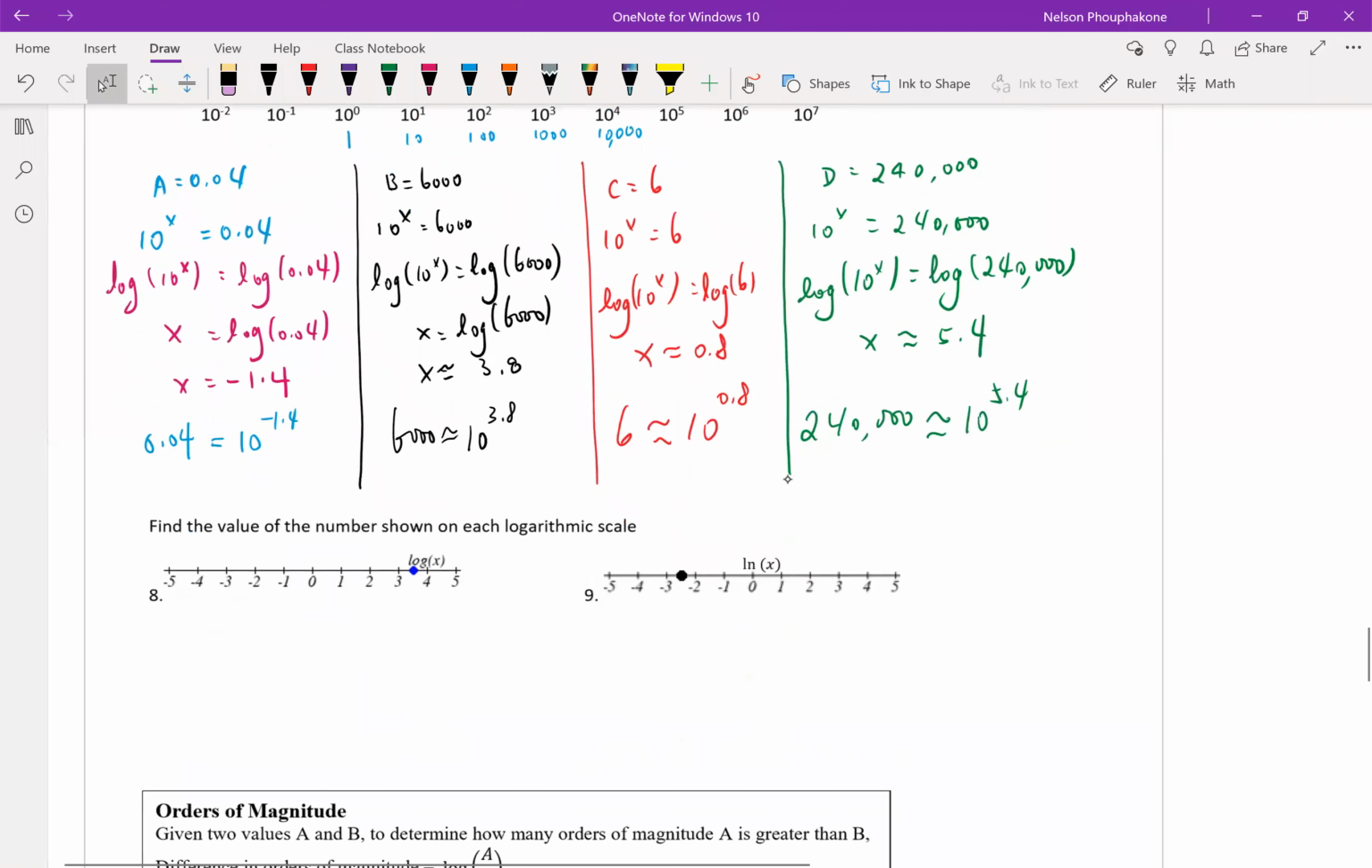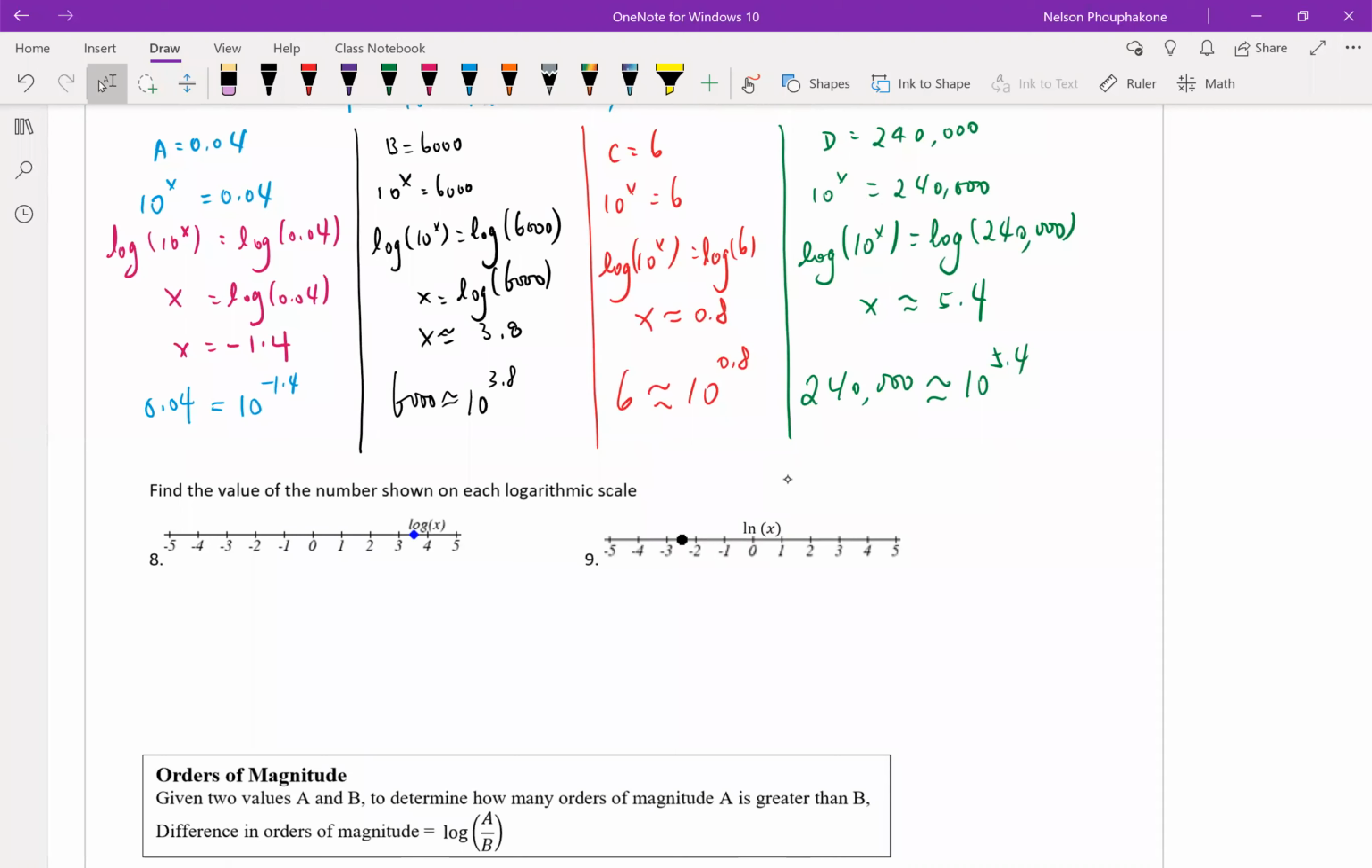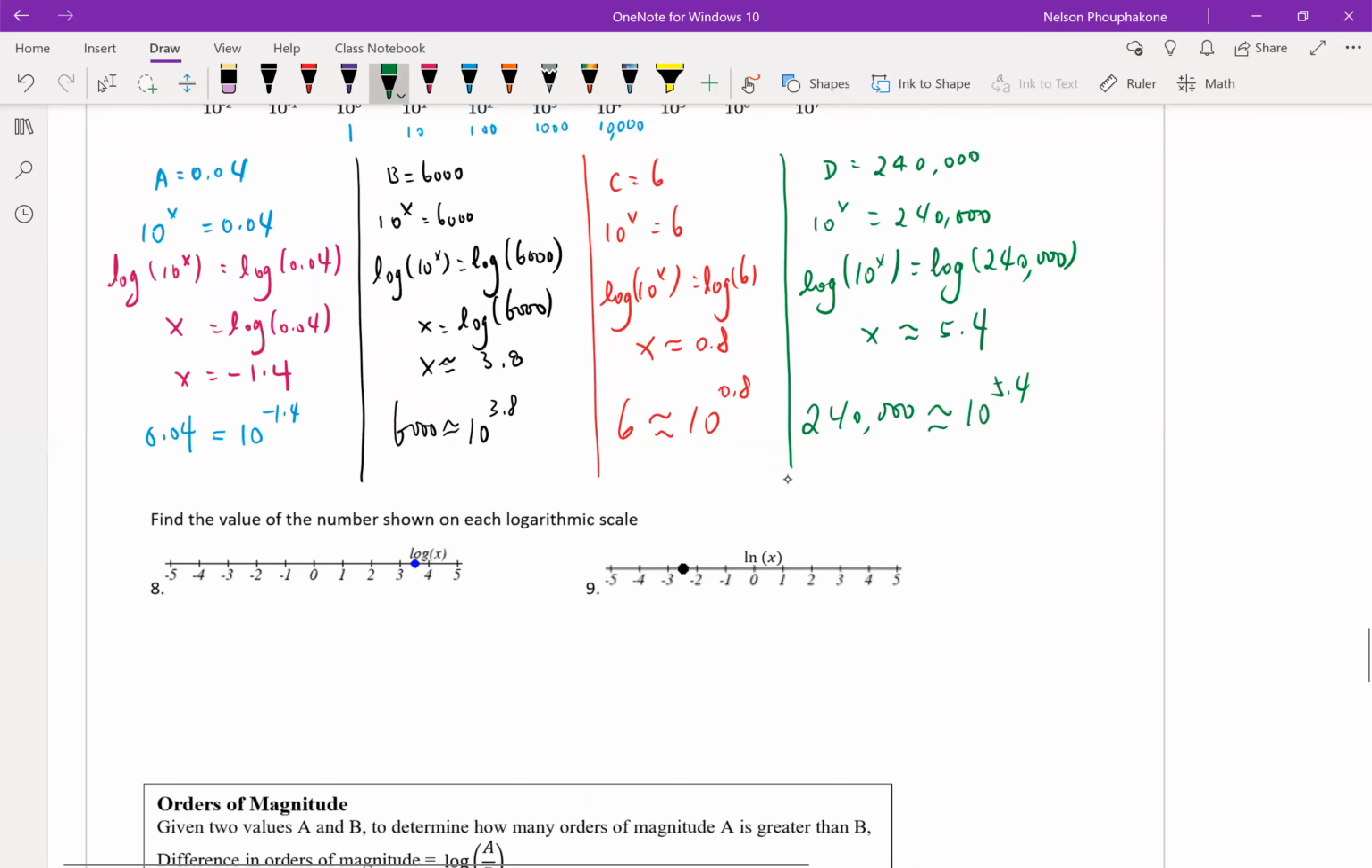Now the next example is that I would like to find the value x of the number shown on each logarithmic scale. Now you will see that on this scale right here, I would like to find out what x is that is put right here. One thing that we know, this number right here is about 3.5. Then what we could do is set the common log of x equal to 3.5.